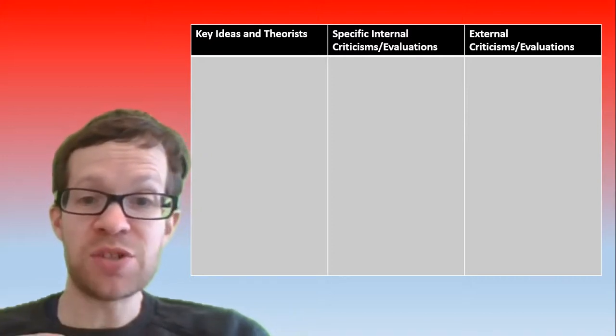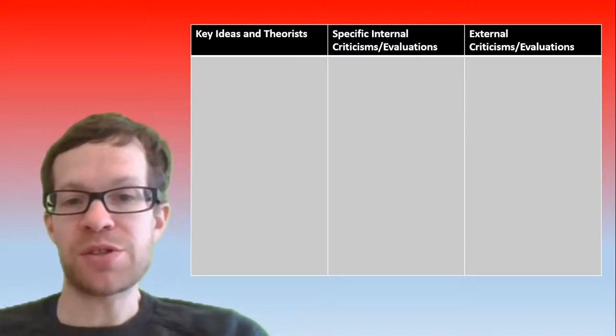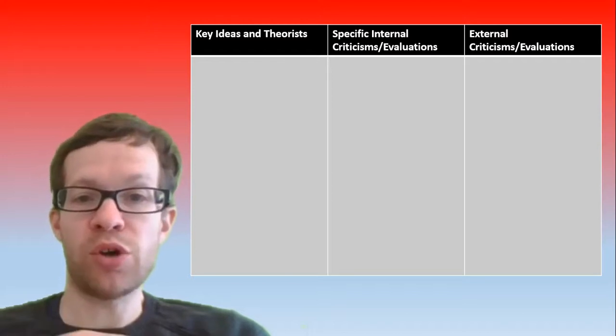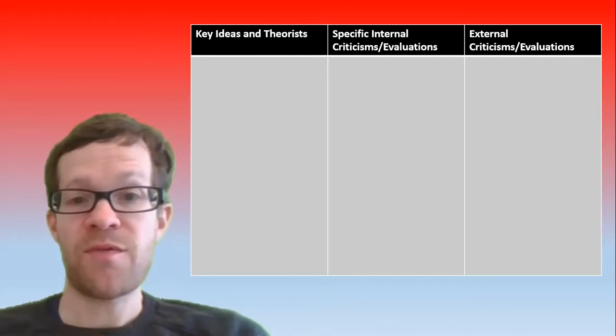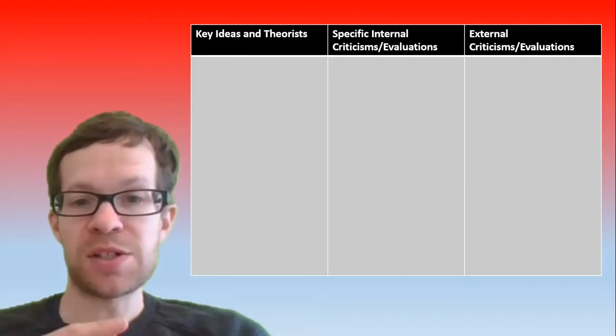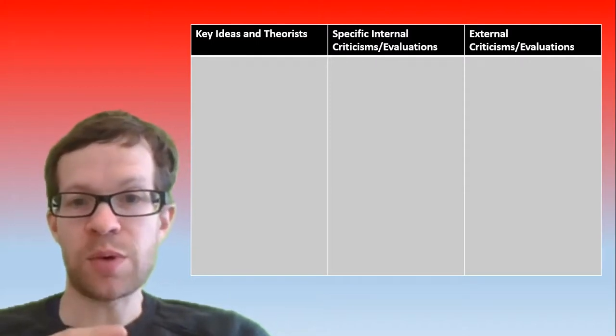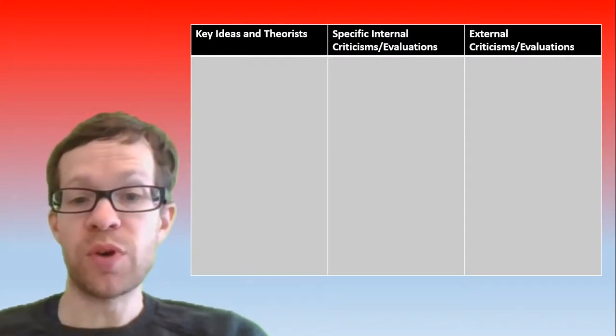If you can have that for each of the theories, then it will make answering essay questions based on the theories of crime and deviance fairly simple to do. And it's looking at essay questions and how we answer them that we are going to move on to now.